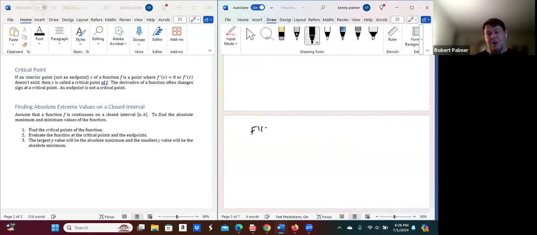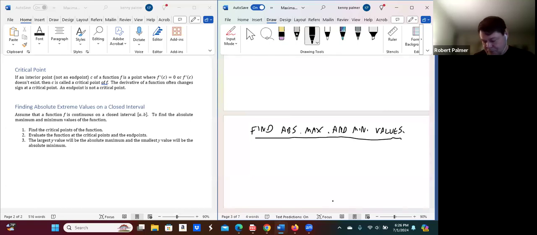So I want to find absolute maximum and minimum values. Let's take a look at a few. Number one, our function f of x is x cubed minus 3x squared. This is a polynomial, so it's defined everywhere. We want to look at it on the interval from -1 to 3. Once again, our endpoints are included.